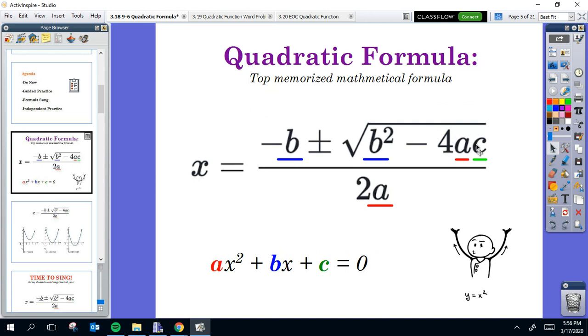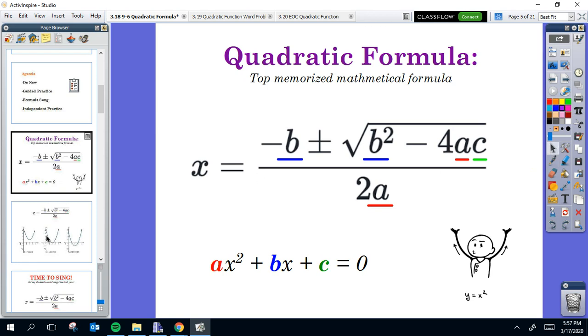So this is what the quadratic formula looks like. X is equal to negative b plus or minus the square root of b squared minus 4ac, over 2a. And where we're getting those a, b, and c values is from the quadratic function formula that we've already learned. So that's our a value, our b value, and our c value.